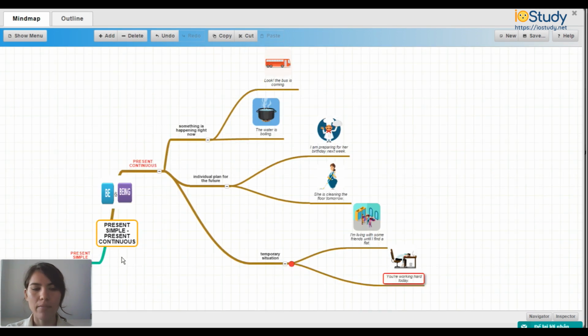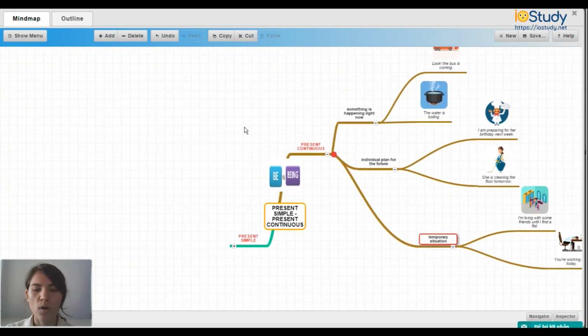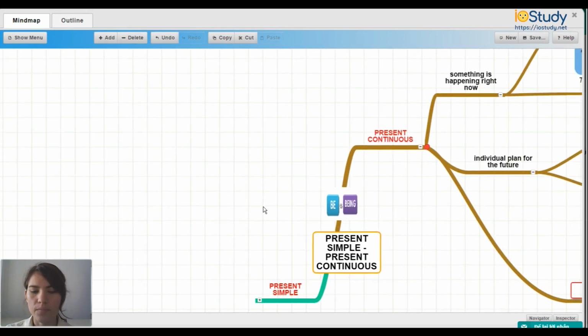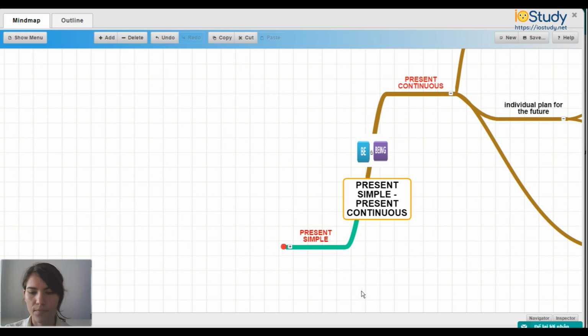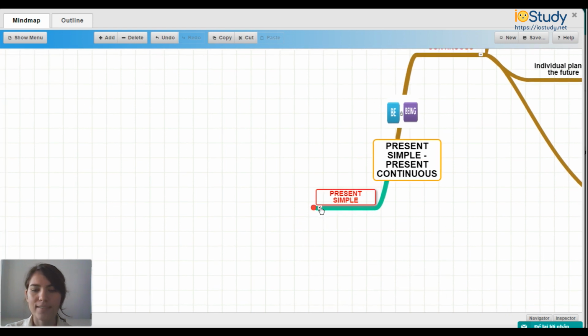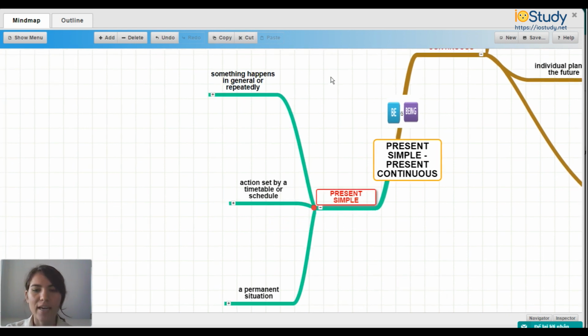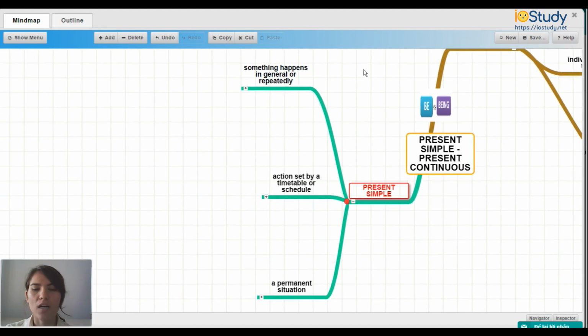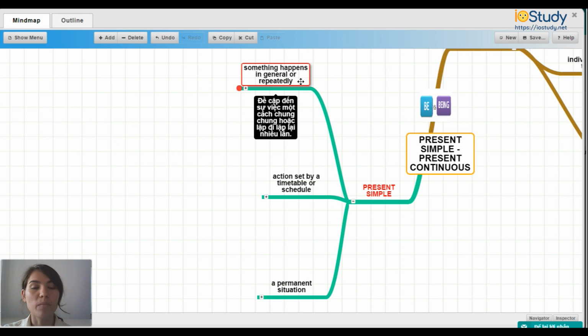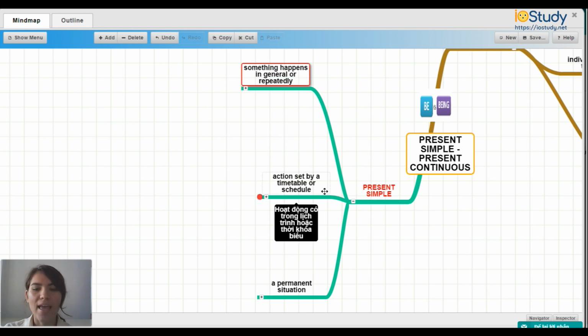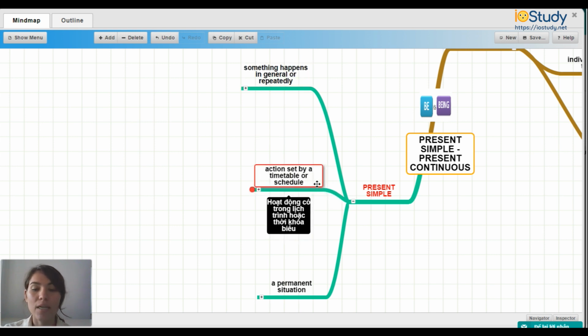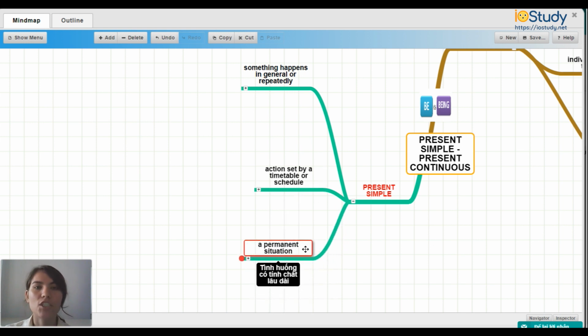Okay, here's your mind map for present continuous. Let's go to the second half, where we'll talk about the present simple. Present simple. So we have 3 times when we talk about the present simple. When something happens in general or repeatedly, an action is set by a timetable or a schedule, and a permanent situation.